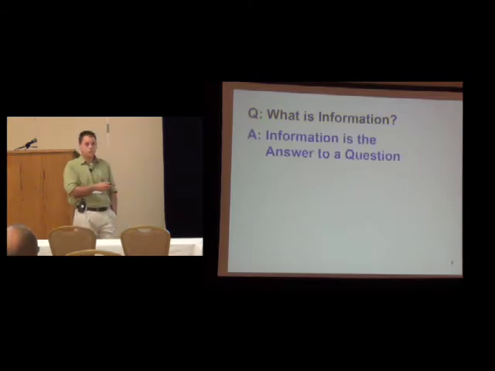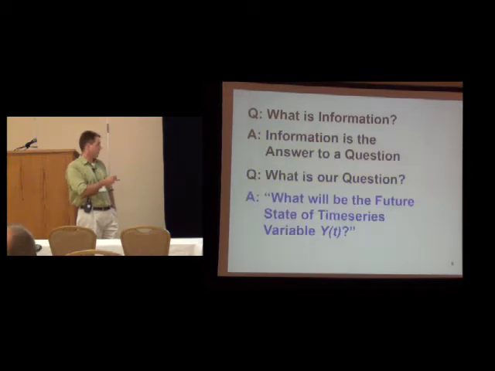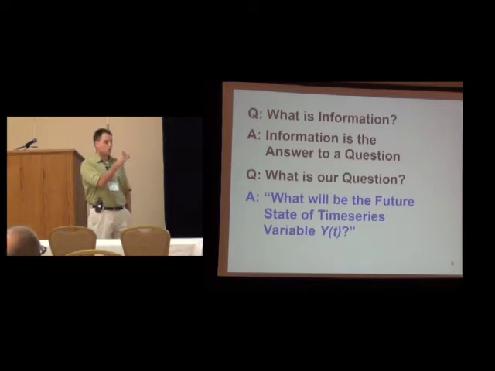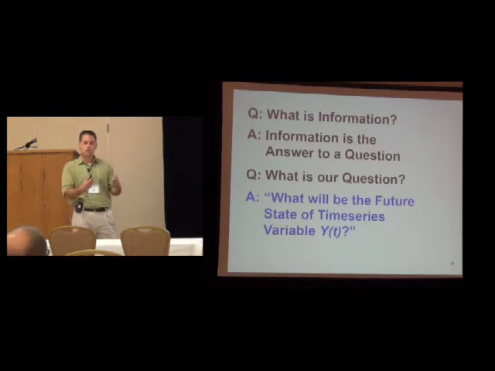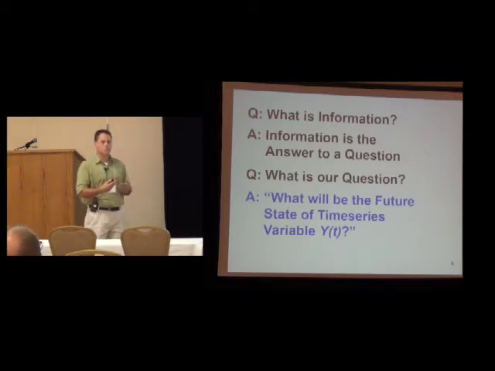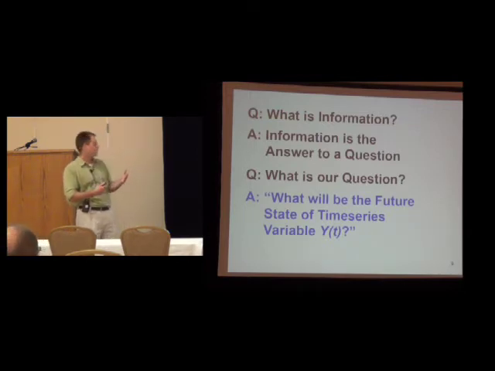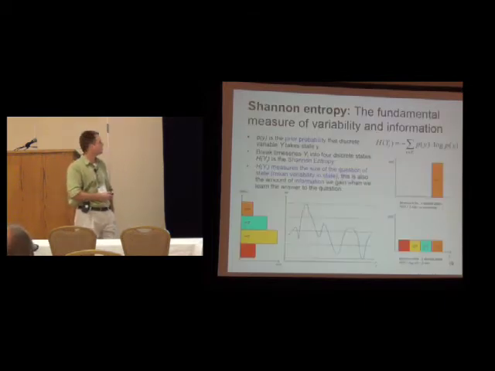So information answers a question, and in this case, the question I'm asking with my information statistics is, what is the future state of a measured time series variable? Let's call it y. So I want to be able to predict, using past data, a future state of the system. So I'm measuring states of the system, states of things like temperature, and then I'm going to try and predict other states of the system like latent heat flux, or even the future values of temperature based on past values.